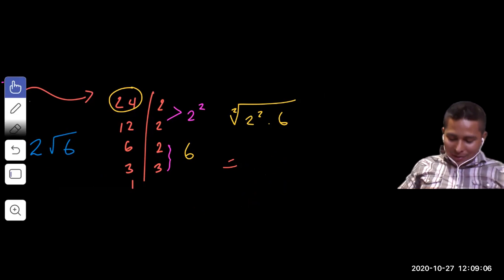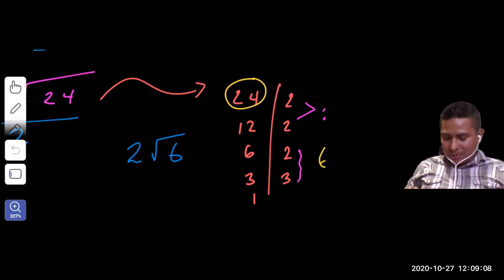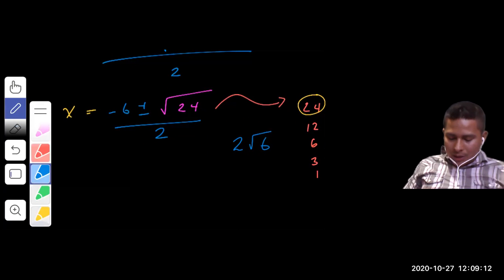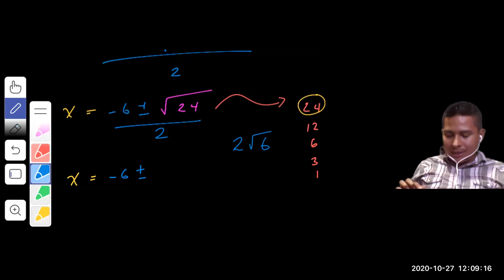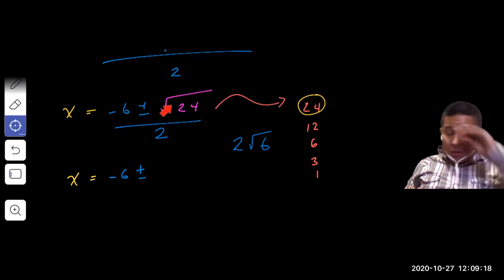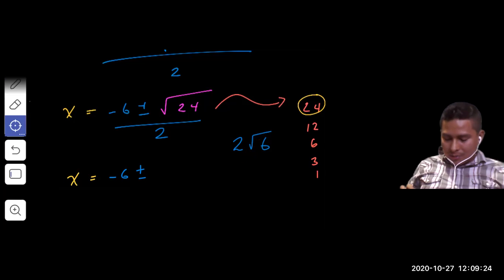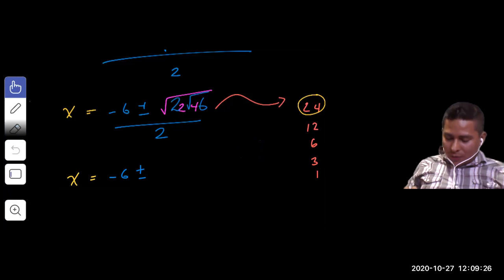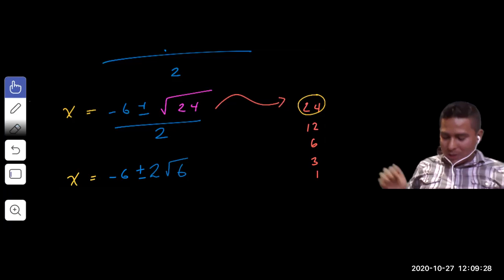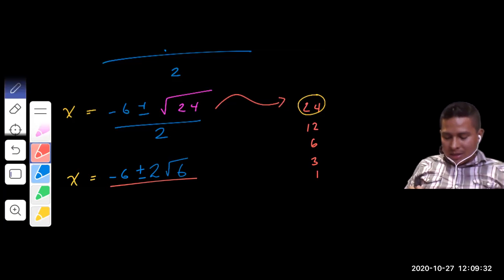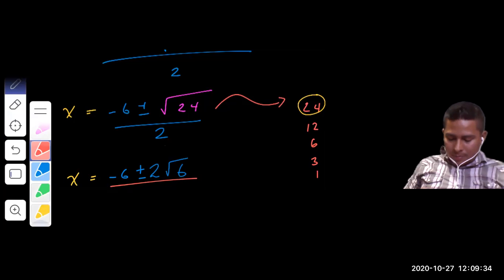I'm going to take this value here. Let's rewrite that. x equals negative 6 plus or minus what? The square root of 24. But we just figured it out, guys: the square root of 24 is 2 square root of 6. Just that, all over the same denominator, which is 2.